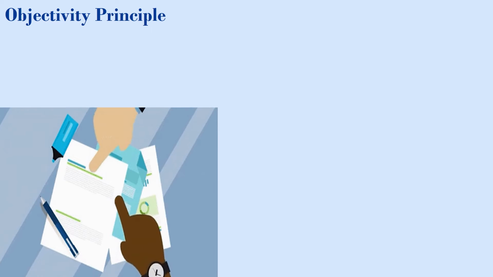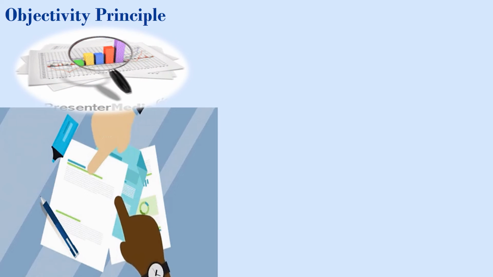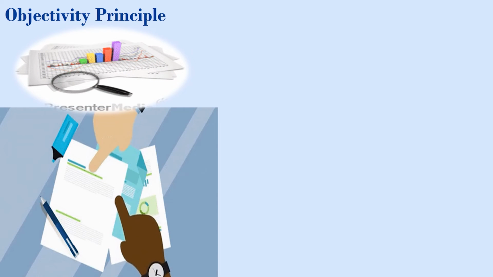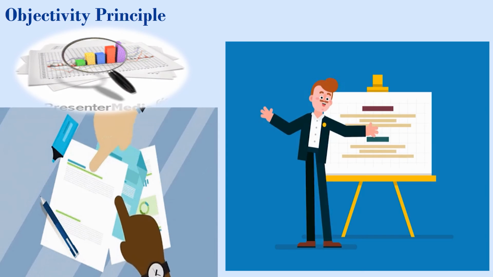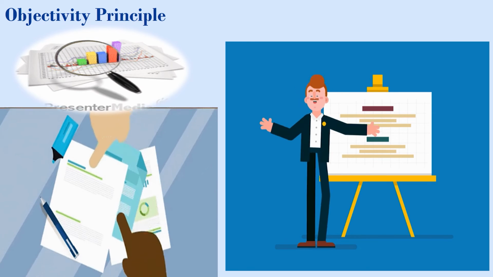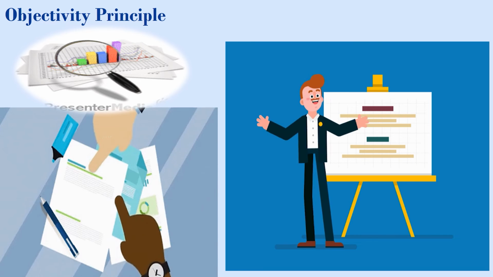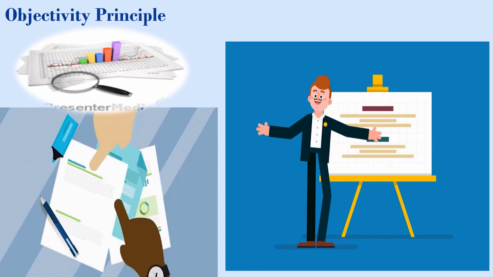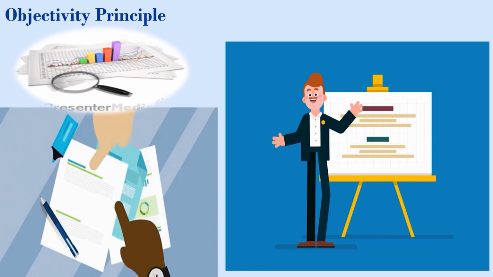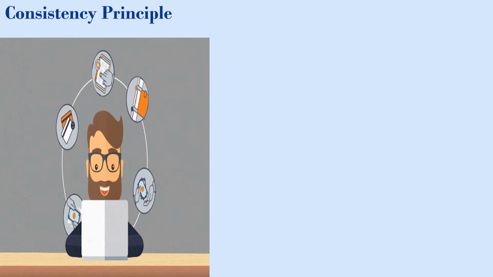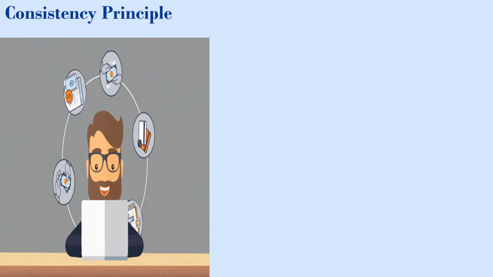Objectivity principle talks about financial statements, accounting records, and financial information as a whole, which should be independent and free from bias. The financial statements are meant to convey the financial position of the company and not to persuade end users to take certain actions. The eighth principle is consistency principle.